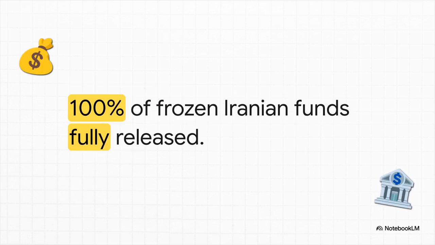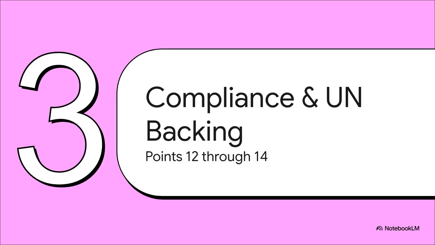Wrapping up the economic chapter is point 11, frozen assets. Much like the sanctions removal, the wording here is absolute. It requires 100% of frozen Iranian funds to be fully released. Every single dollar previously locked up in international accounts has to be made completely accessible to Iran. No partial measures whatsoever. Next is Chapter 3, Compliance and UN Endorsement.